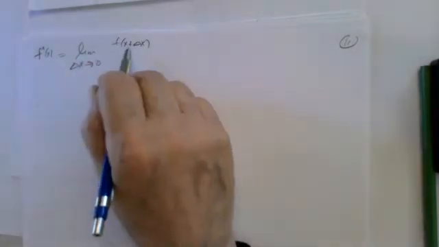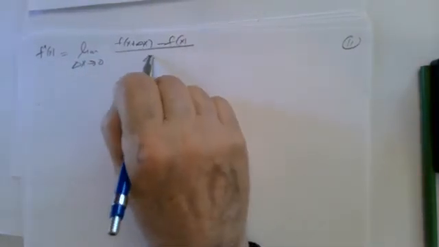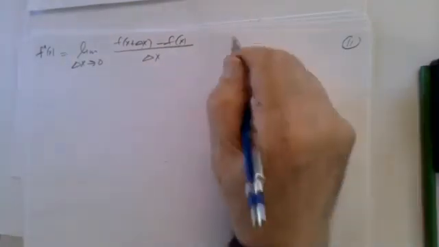The derivative is f of x plus delta x minus f of x divided by delta x. That's the definition.